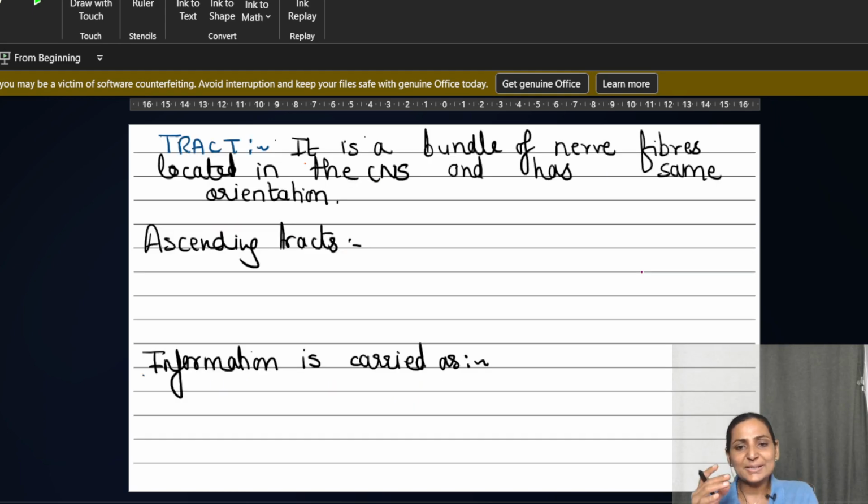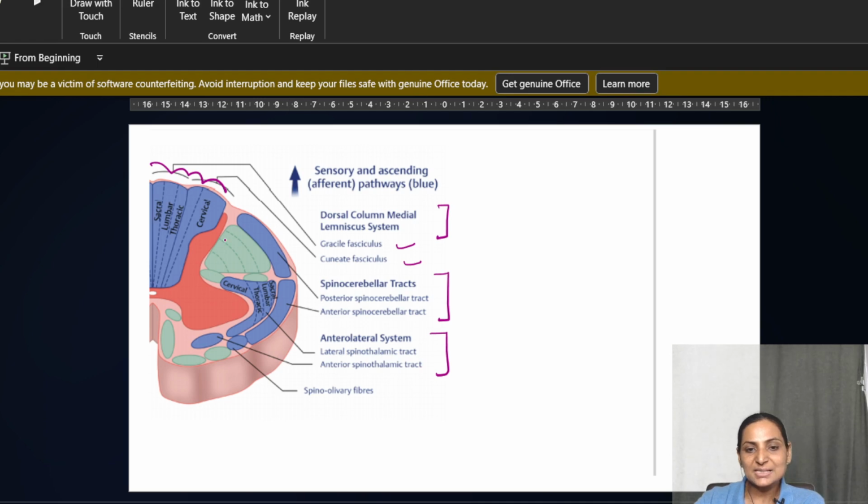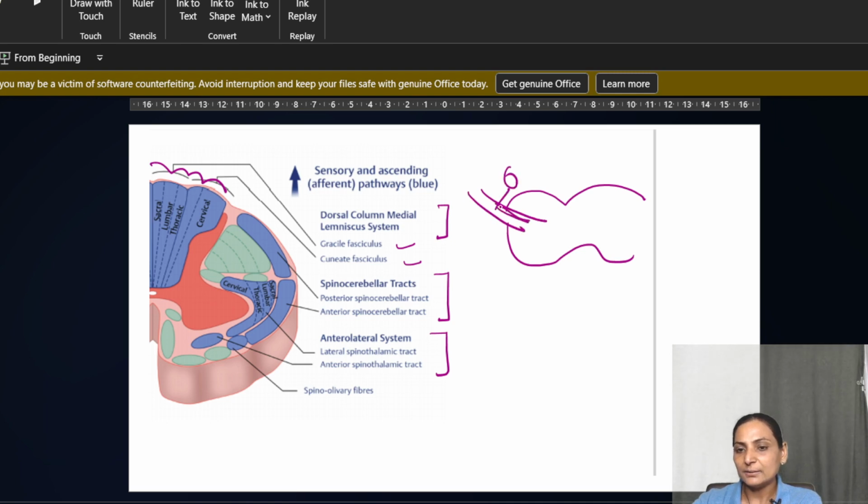Now once we say it is a tract, what is a tract basically? How do you define a tract? A tract is a bundle of nerve fibers located in the CNS that has the same orientation and carries the same sensation. Let us make it very simple. Now this is the spinal cord, and lots of nerve fibers are going to enter through the spinal cord: touch, pain, temperature, proprioception, kinesthesia, and so many.